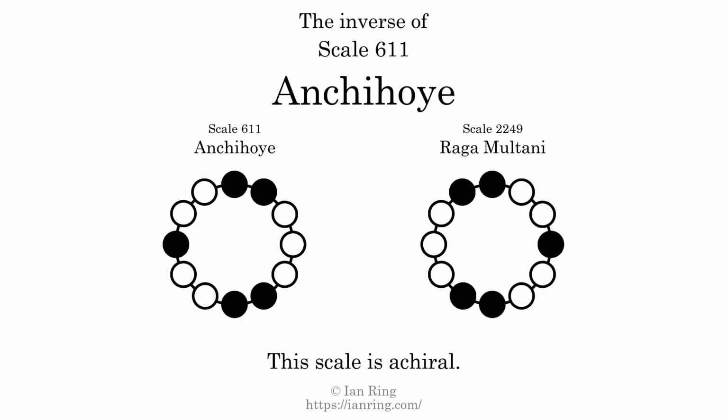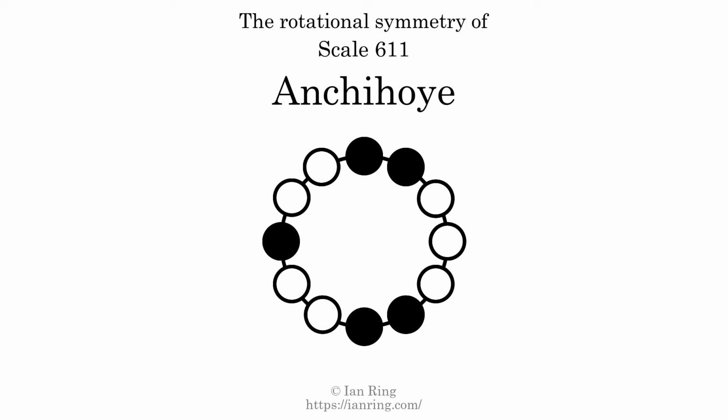The inverse of a scale is a mirror image. It is what you get when the sequence of intervals is reversed. The inverse of this scale is scale 2249, also known as Ragamuffin. This scale is achiral, since it can transform into its own reflection by a rotational transformation. This scale has no rotational symmetry.